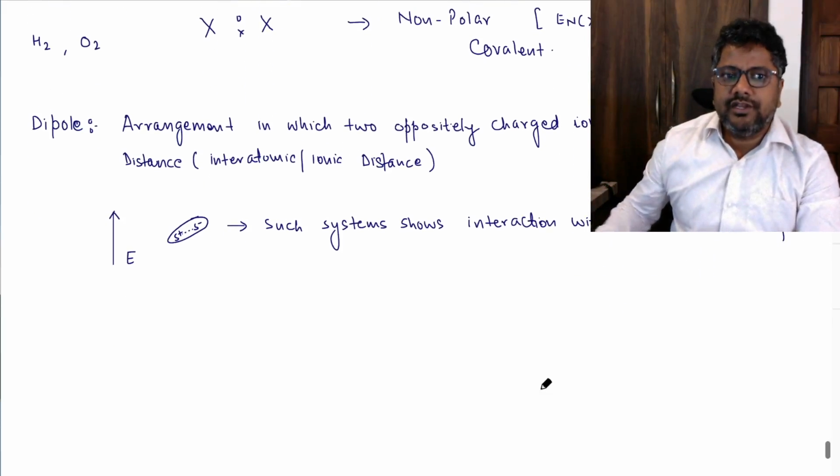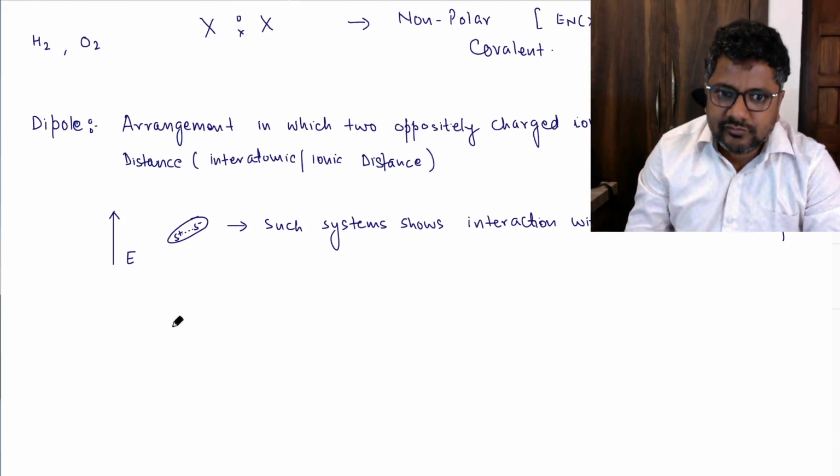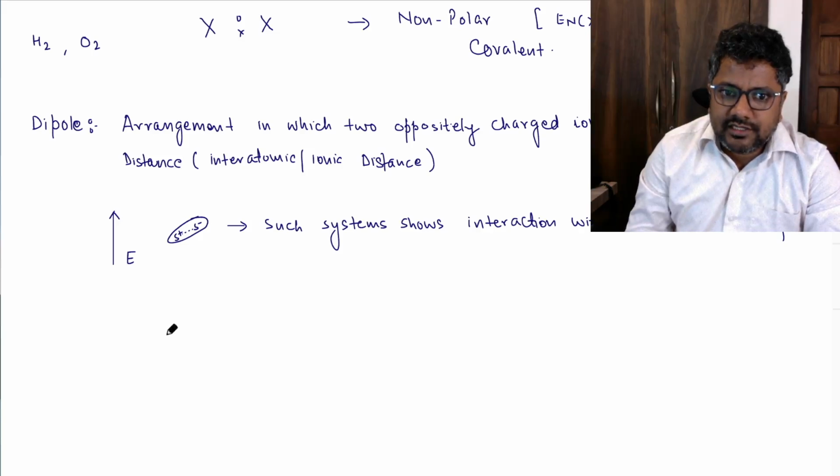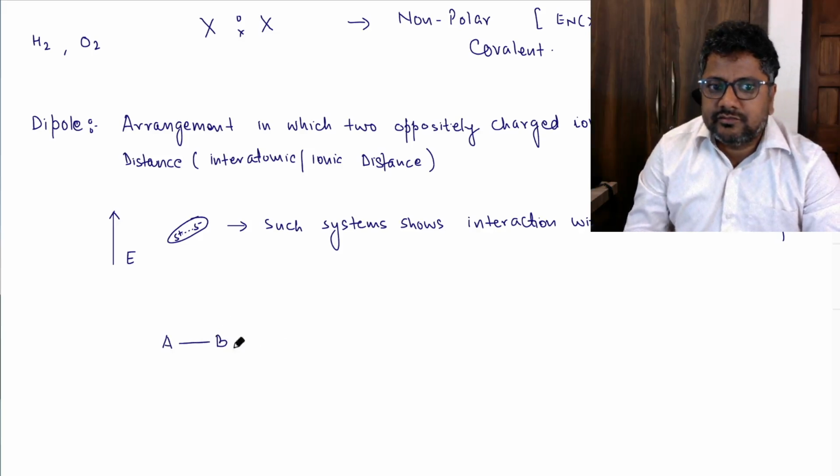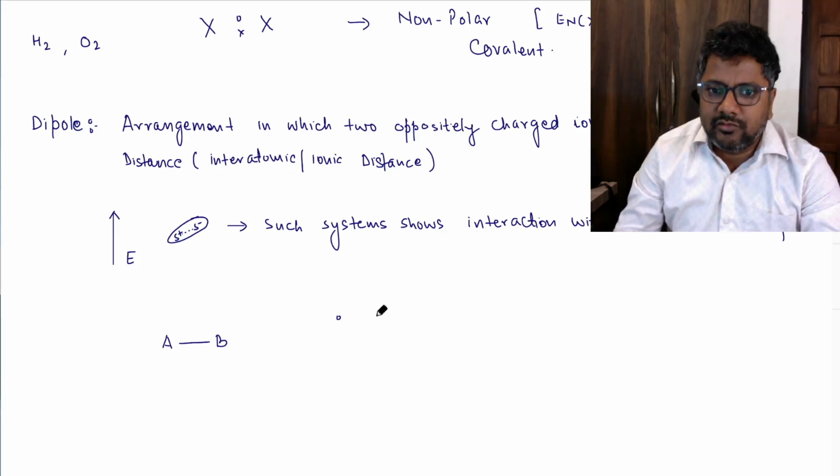Now see how it is defined. Suppose we take A, B. First you have to write the feature of this molecule, the AB molecule. This is a covalently bonded molecule. Covalent bond is there.